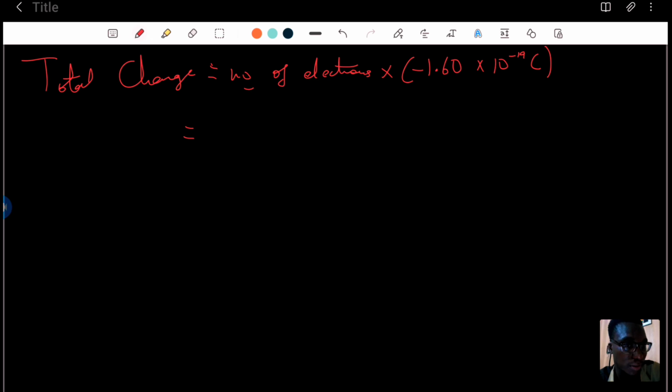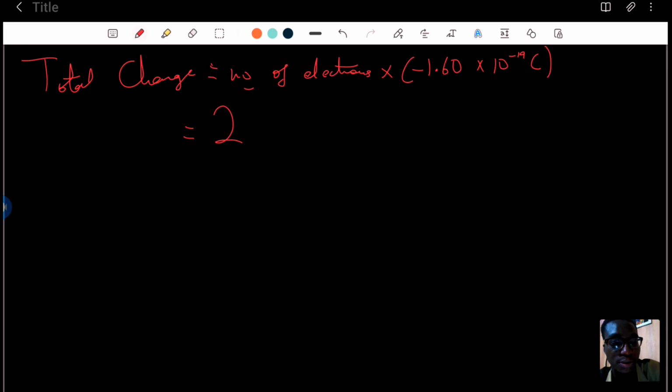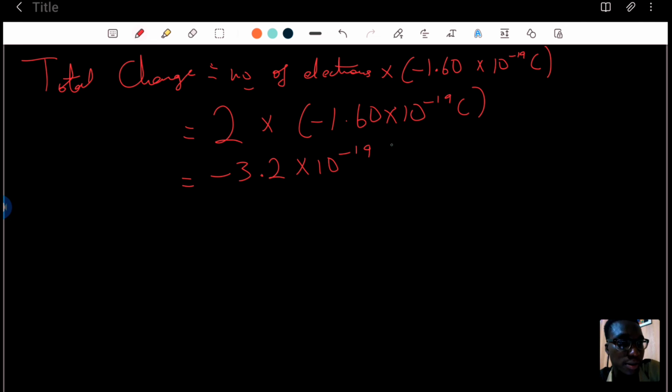Let's go back to the question. An atom of magnesium gains two electrons. The number of electrons will be 2 times the charge, 1.60 times 10 raised to the power of minus 19 coulombs, and this will give us minus 3.2 times 10 raised to the power of minus 19 coulombs. Now we have the total charge.